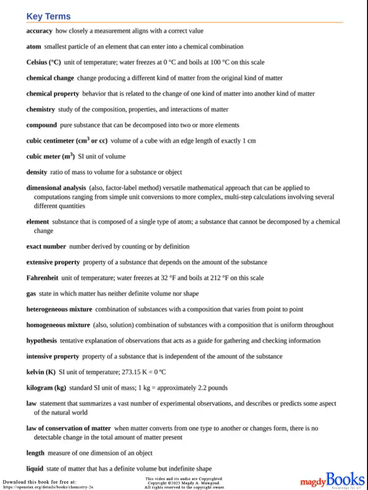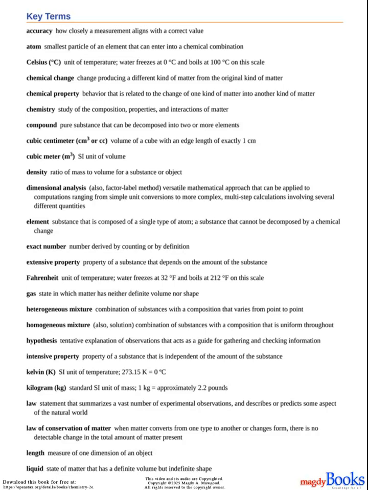13. Exact number. Number derived by counting or by definition. 14. Extensive property. Property of a substance that depends on the amount of the substance. 15. Fahrenheit. Unit of temperature. Water freezes at 32 degrees Fahrenheit and boils at 212 degrees Fahrenheit on this scale.